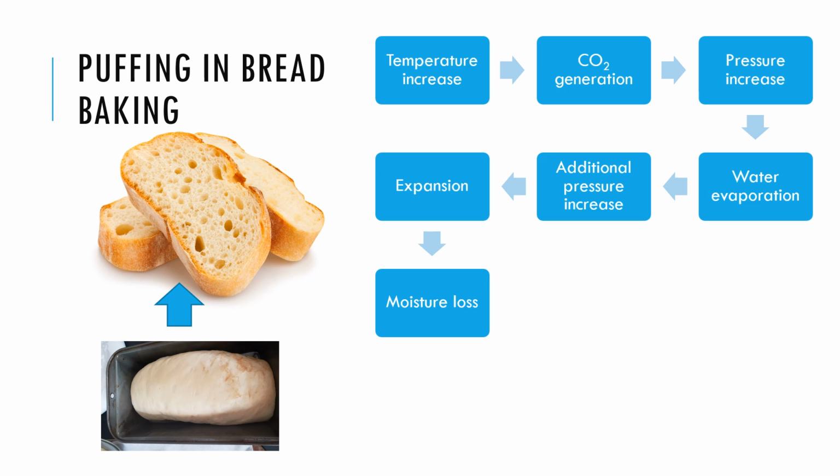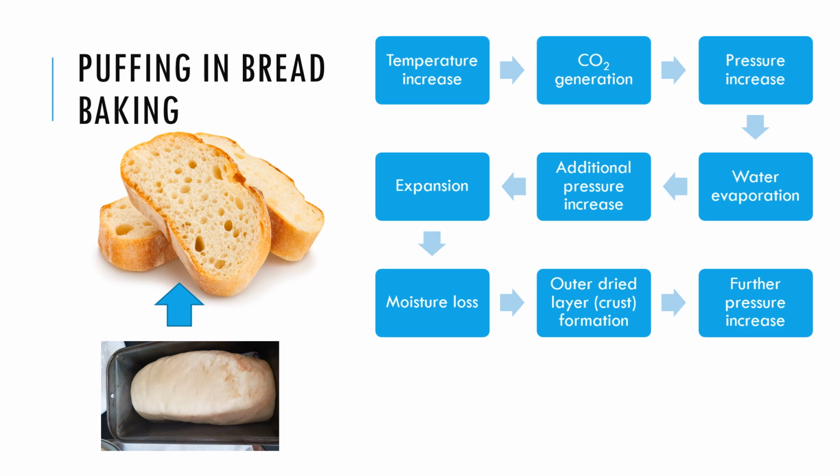Simultaneously, at the higher temperature, there's more moisture loss, and the outer dried layer, or the crust, is formed that has reduced vapor permeability, and that causes further pressure release. And so finally we have the shape, because it dries up and retains the shape as this new material.